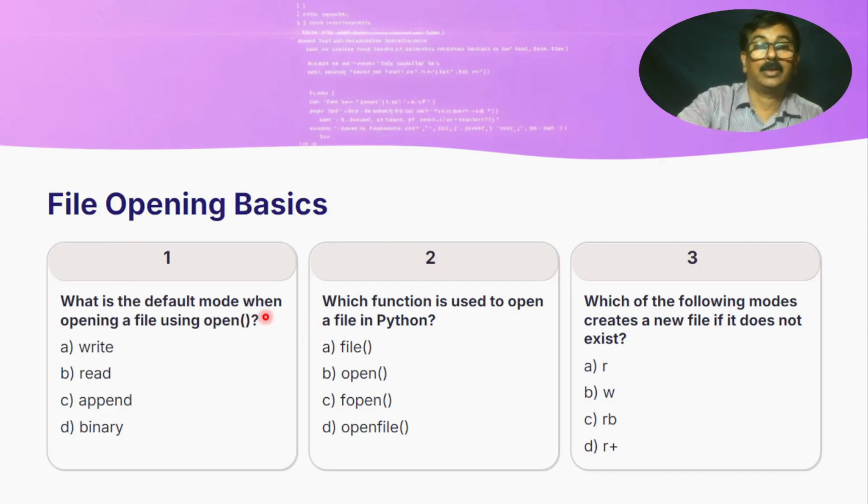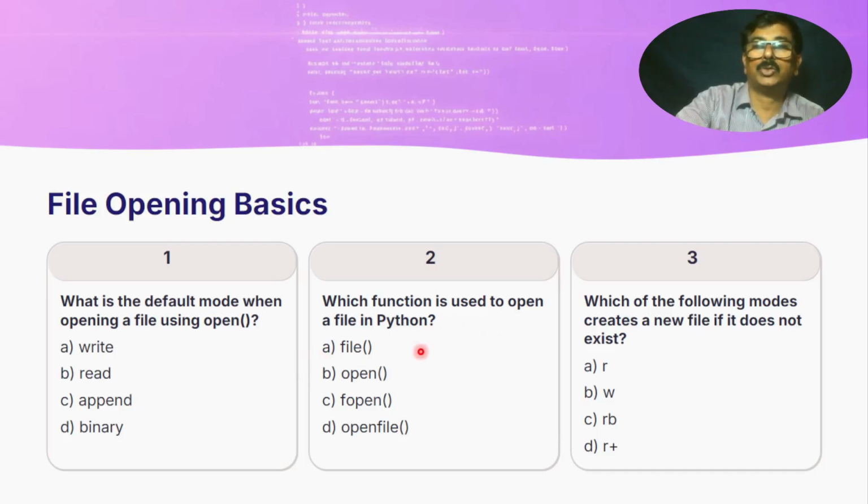File opening. What is the default mode when opening a file using open? The default mode while opening a file is write, read, append, binary. So it is read. Whenever we are opening a file, by default it will set it as read if you are not setting the mode.